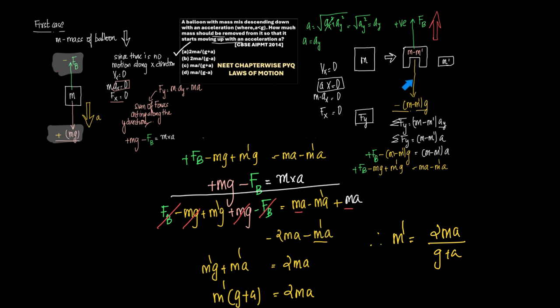Now the other case, mass m dash is removed, remaining mass is m minus m dash. Net direction is upwards. All forces acting upwards should be considered positive. Therefore, buoyancy is considered positive. All those forces acting against this, mg, are considered negative. Free body diagram, first equation, second equation, and adding the equations, what you get is m dash is equal to ma by g plus a.